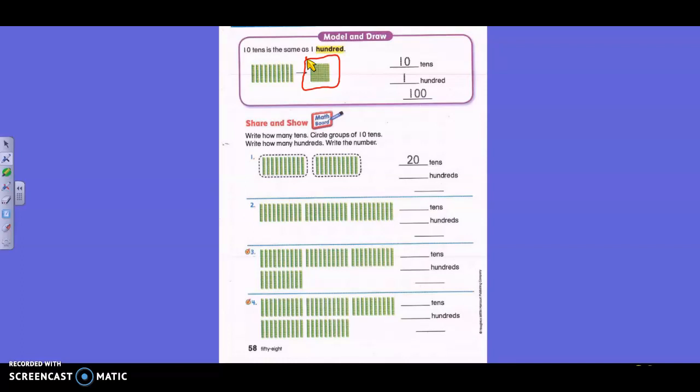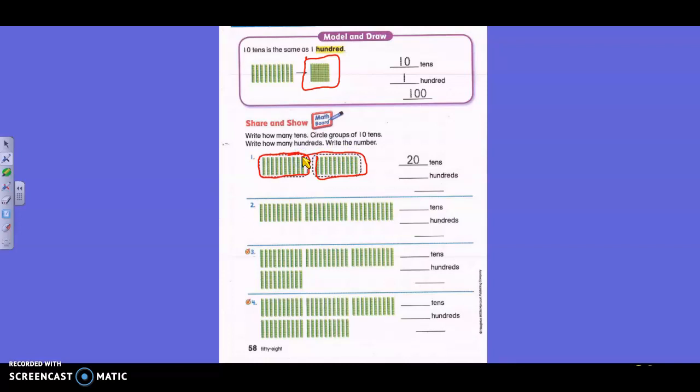So what we are going to do today, we're going to write how many tens, circle the group of tens, and then write how many hundreds that is. And write the whole number. So right now, they have already circled them for us, the number 1.